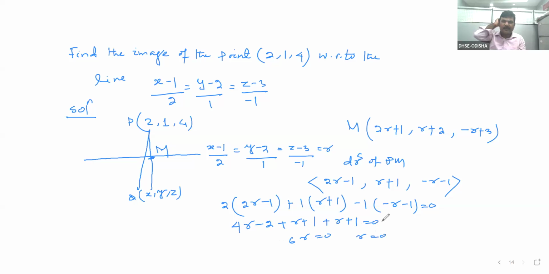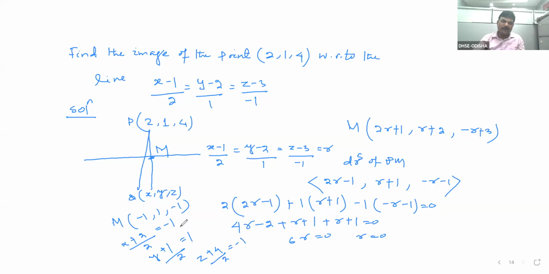If r is equal to 0, then the coordinates of m are minus 1, 1, minus 1. And (x plus 2) by 2 is equal to minus 1. (y plus 1) by 2 is equal to 1. And (z plus 4) by 2 is equal to minus 1.